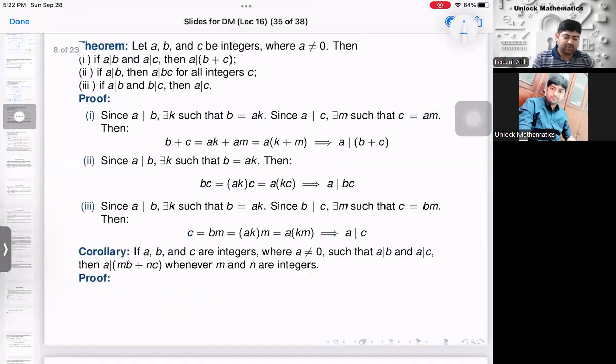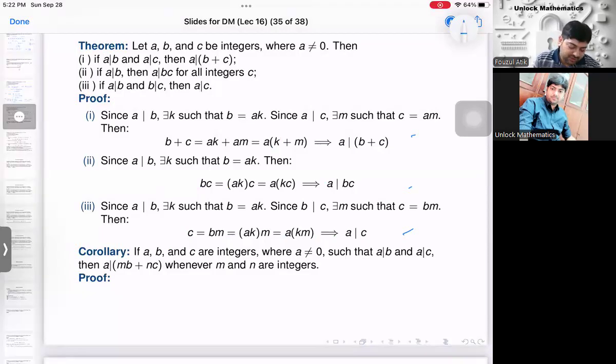So this is the proof that whatever we have discussed is written here. Now I have one more result, which is a corollary of this previous theorem. It says, if a, b, c are integers with a not equal to 0, such that a divides b and a divides c, then a must divide mb plus nc, where m and n are integers, which you can easily prove from the previous theorem.